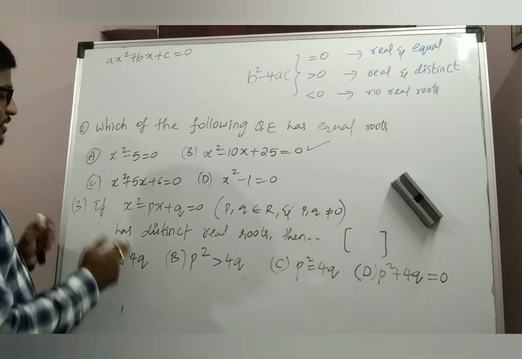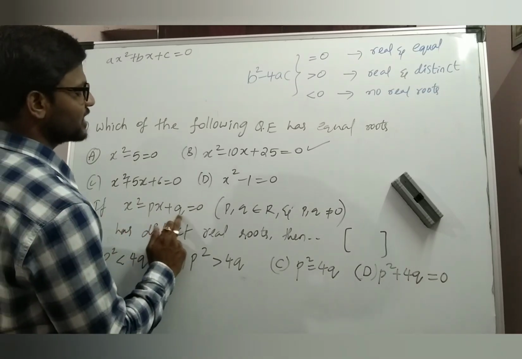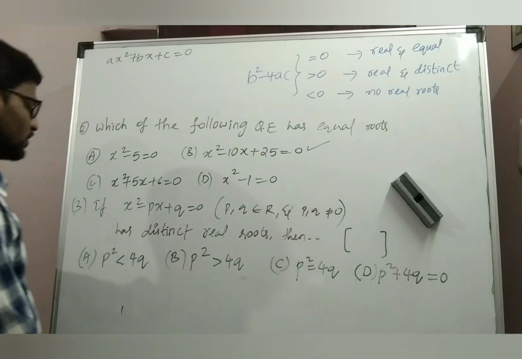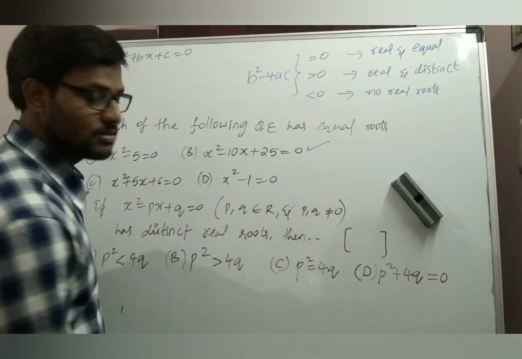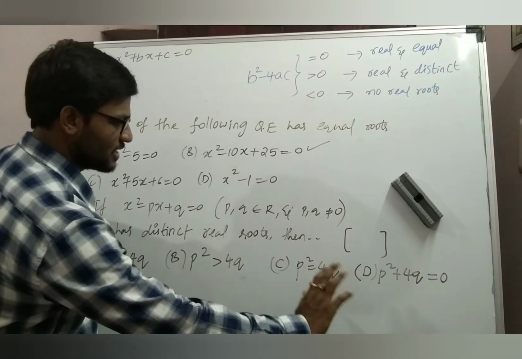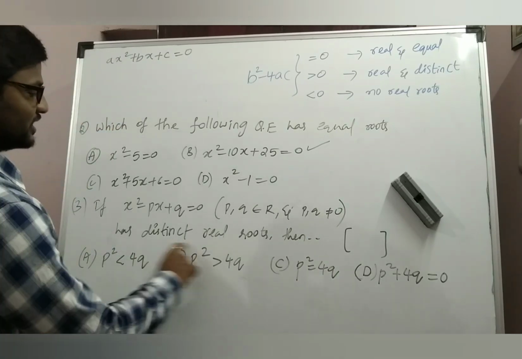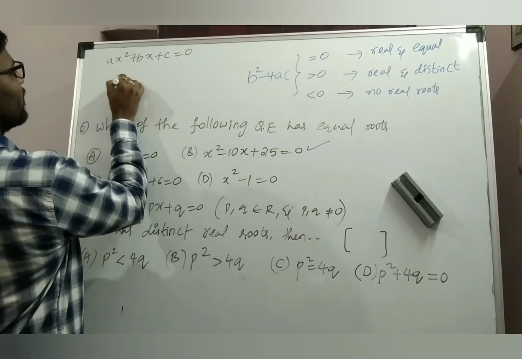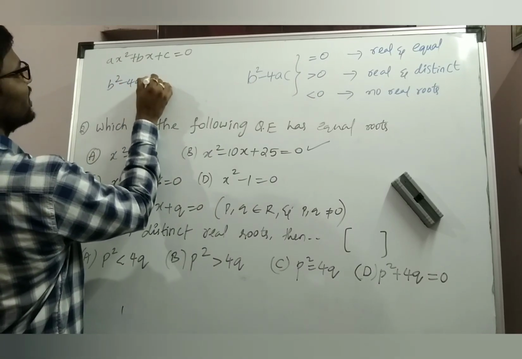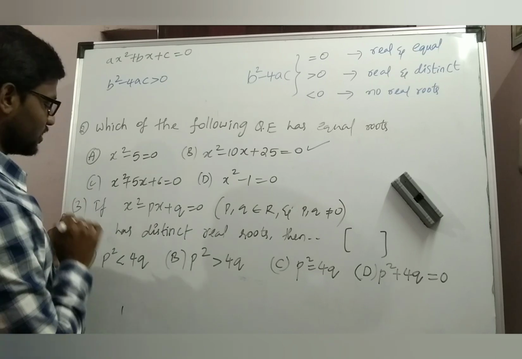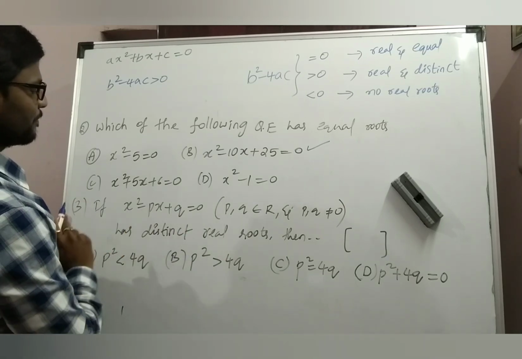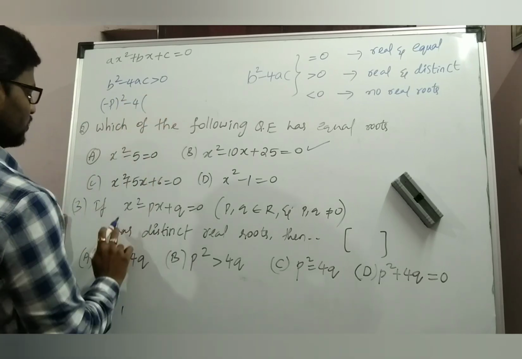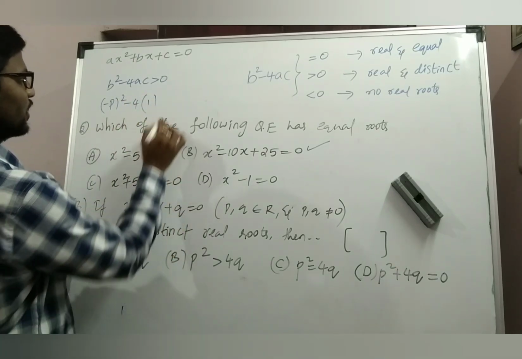Next question. If x square minus px plus q equal to 0, where p, q are real numbers and not equal to 0, has distinct real roots, then which option is right? So distinct real roots. Which condition? Distinct: b square minus 4ac is greater than 0. Now what is b here? Minus p. Minus p whole square minus 4 into 1 into q.